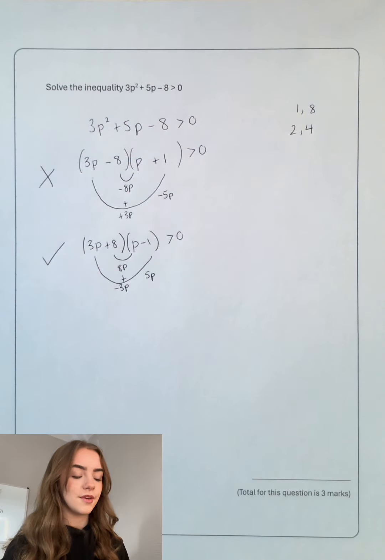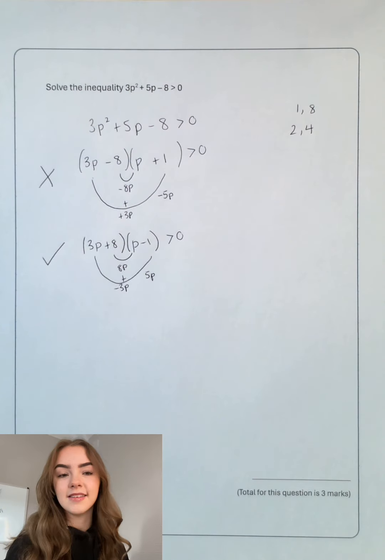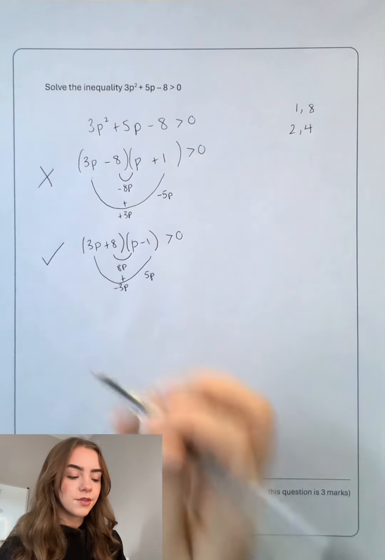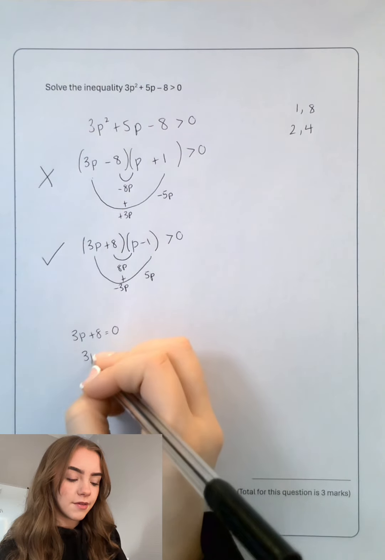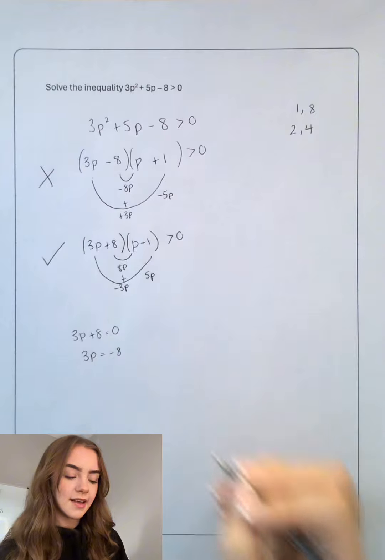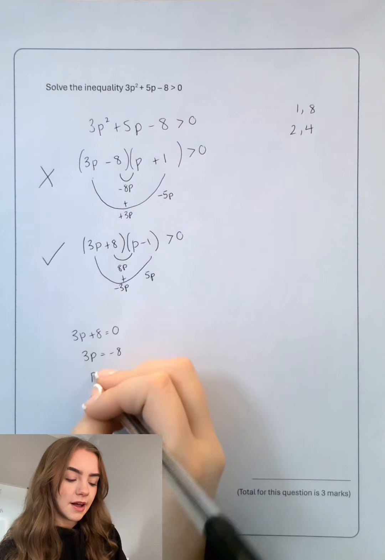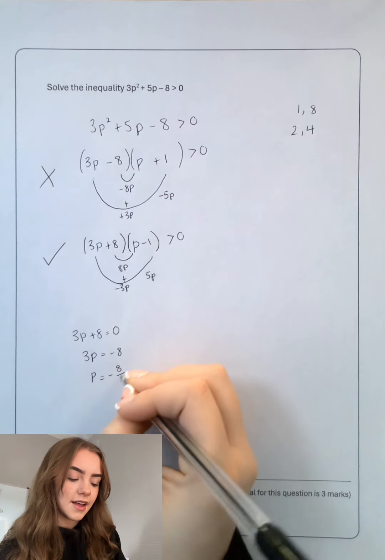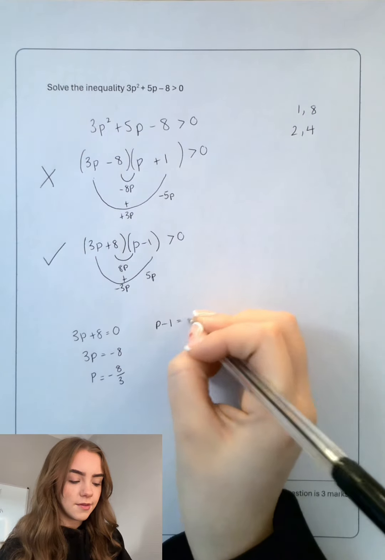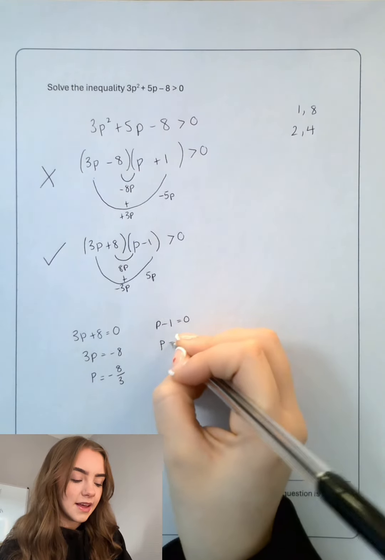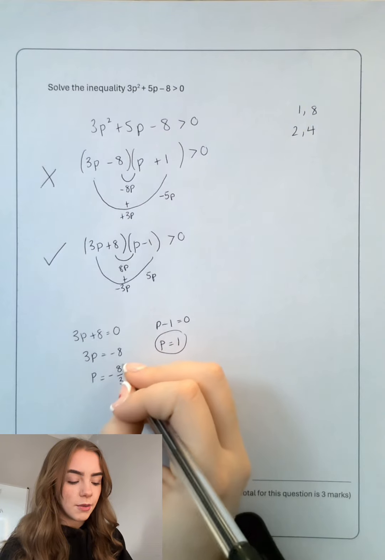Now to find the roots of this equation, we'll set each of these brackets equal to 0. So first, if 3p plus 8 is equal to 0, subtracting 8 from both sides, we'll have 3p is equal to minus 8. Then dividing through by 3, we'll have p is equal to minus 8 over 3. Or for our second bracket, when p minus 1 is equal to 0, adding 1 to both sides, we get p is equal to 1. So these will be our two roots.